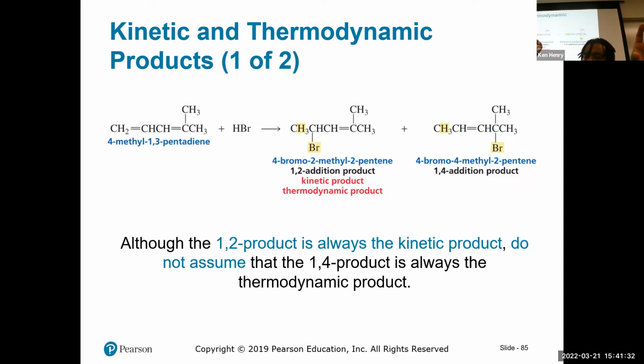So we can't always assume that if one is the kinetic product, then the other one is by default the thermodynamic product. We have to pay attention to proximity, and we have to pay attention to stability. This molecule is going to be more stable than this guy, and that explains the thermodynamic component. And kinetically, proximity-wise, this guy's easier to get to than that guy is.